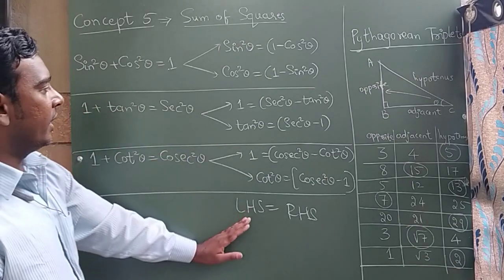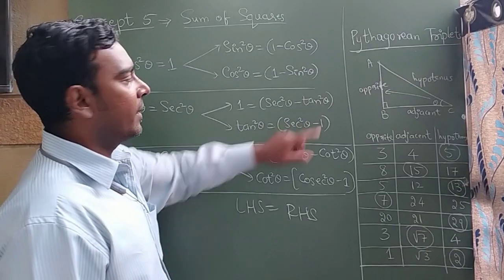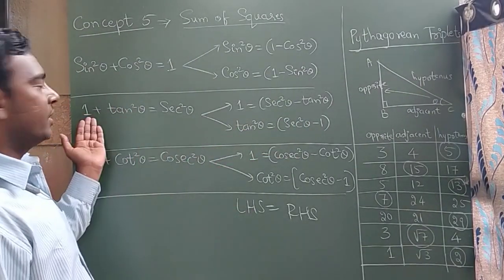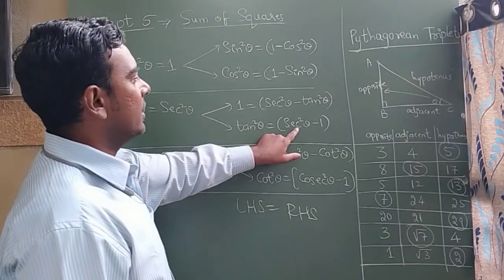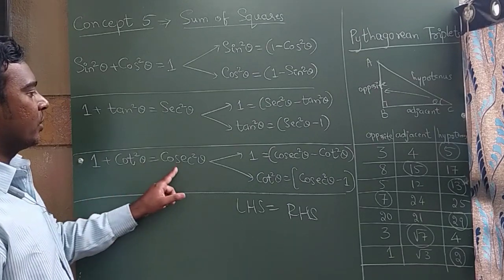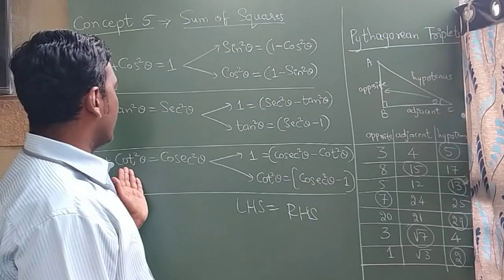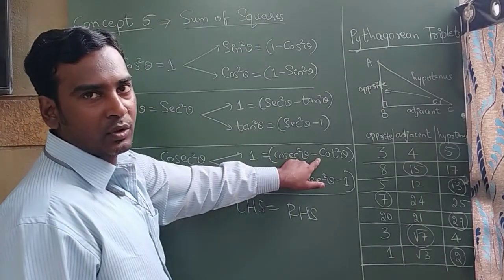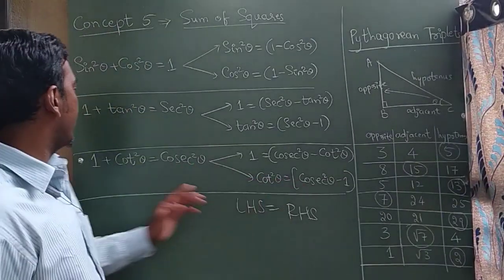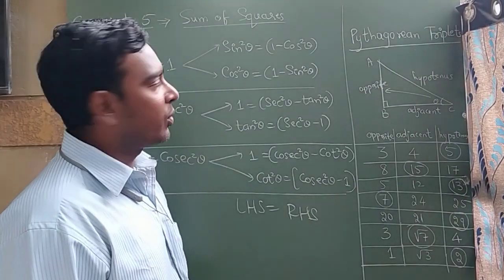Now 1 I am keeping on the LHS part, that is here. I am shifting this tan square on the right hand side, so it will become minus. Now tan square I am keeping on the LHS part. I am shifting this 1 on the right hand side, so it is secant square theta minus 1. The last one, 1 plus cot square is equal to cosec square theta. 1 I am keeping on the LHS, and cot square I am shifting on the right hand side, so it is minus. Cot square theta is equal to cosec square theta minus 1. Take this 1 on the right hand side, so it will become a minus 1.